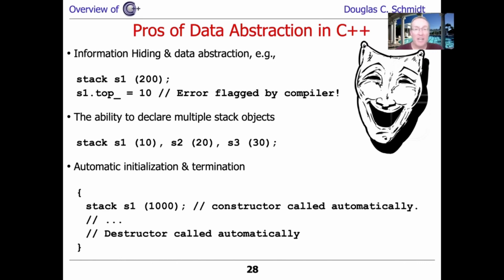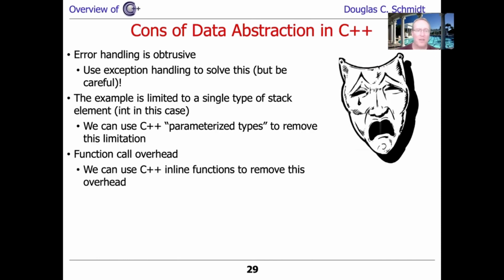So what are the good things? We get information hiding, we get data abstraction, and we can create ourselves a stack which will be initialized with 200 elements without having to remember to do it explicitly. We can't access the private fields directly, which is good. We can have multiple stacks. We can do automatic initialization and termination. The stack constructor is automatically called when we go into a scope that defines an object, and the destructor is automatically called to clean it up. So things look pretty good, sort of.